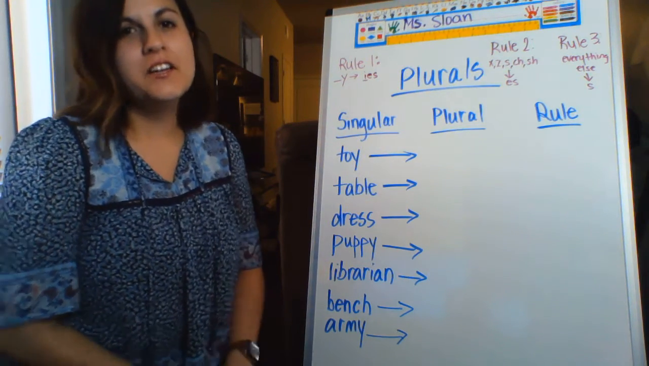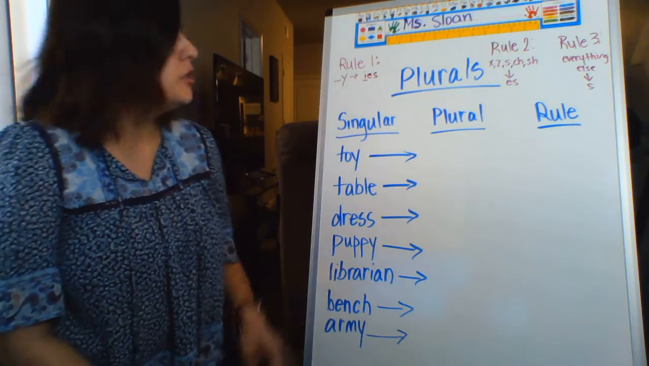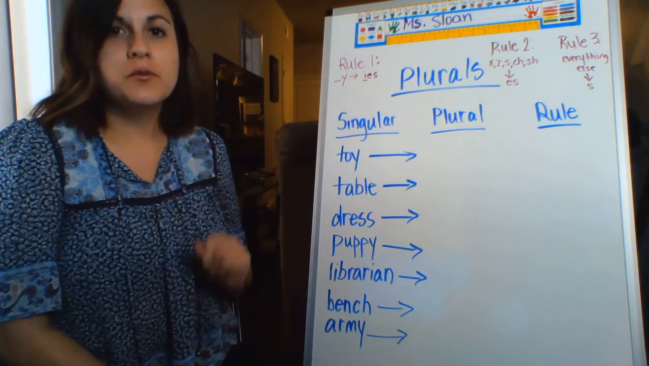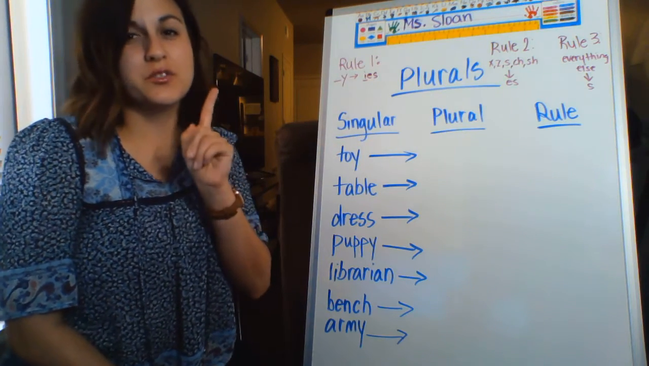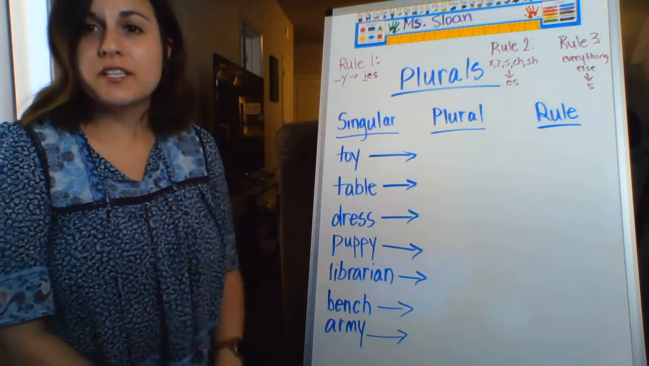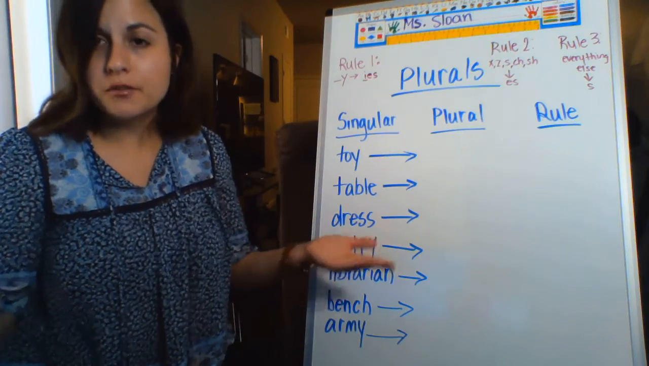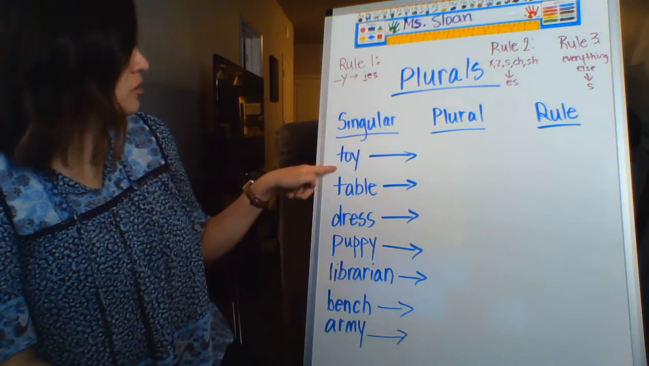Hi, first grade. So today we are going to be talking about plurals. So when we have nouns, when we have a singular noun, that means that there's just one. And then when we have a plural, that means that there's more than one. So two or more.